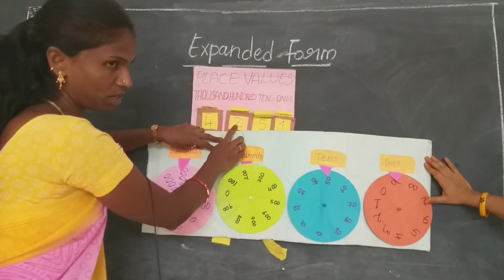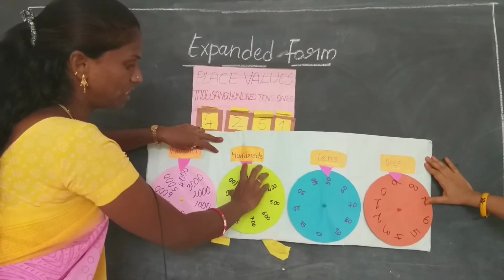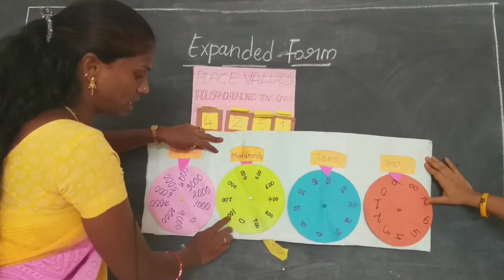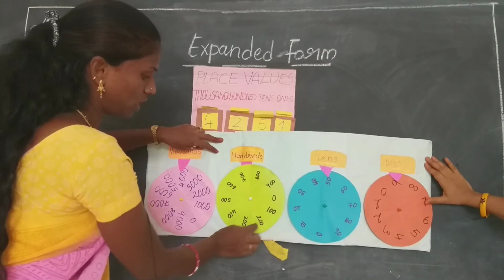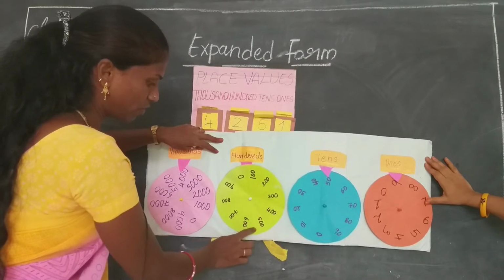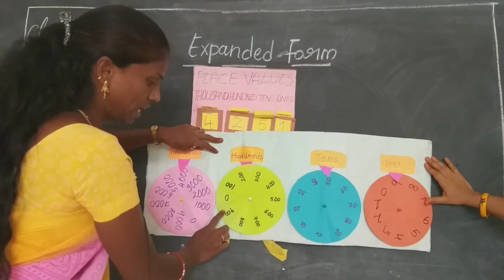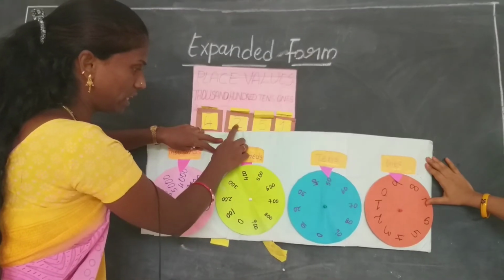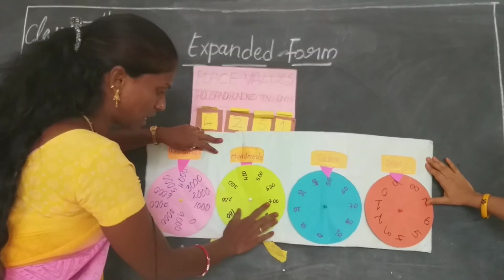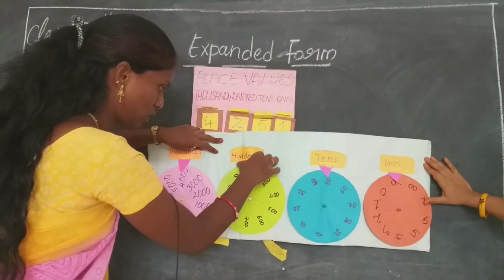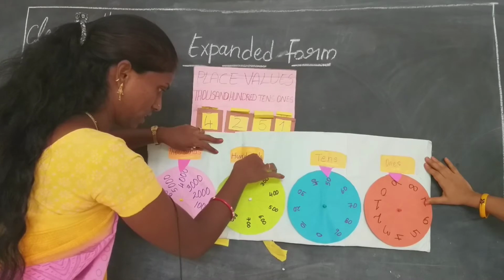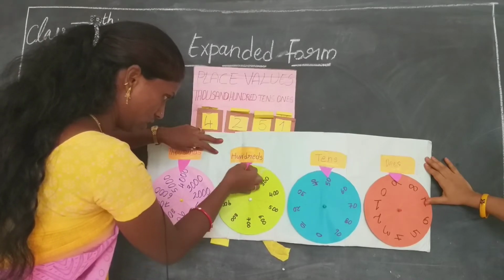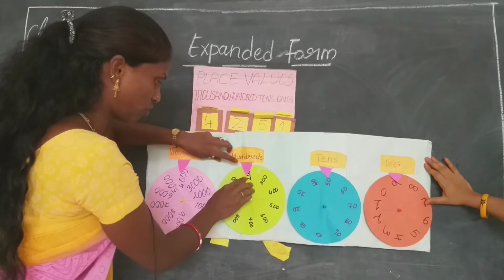Now move to the next place value, that is hundreds. See the expanded form in hundreds place. You can see the numbers 100, 200, 300, 400, 500, 600, 700, 800, 900, and the number which we have taken here is 2. So 2 is in hundreds place. The expanded form of 2 is 200.